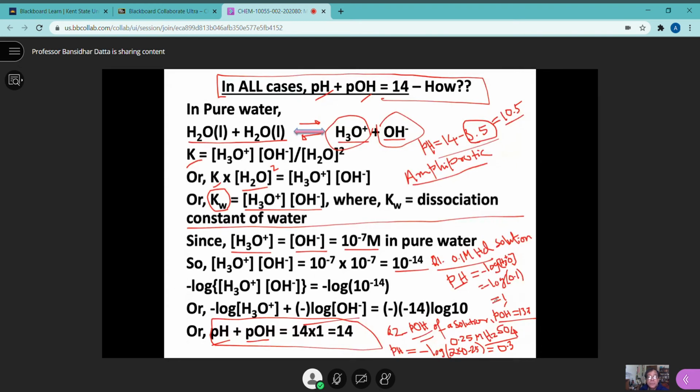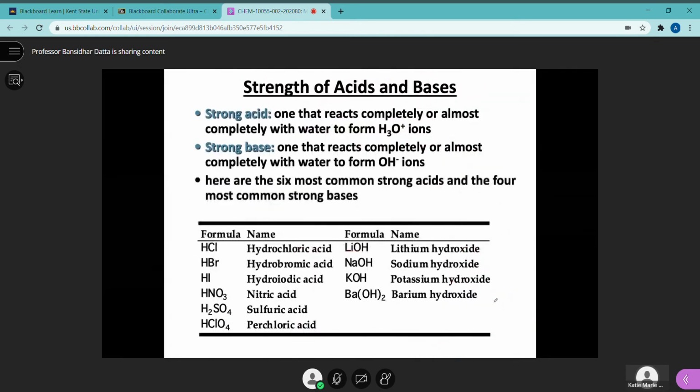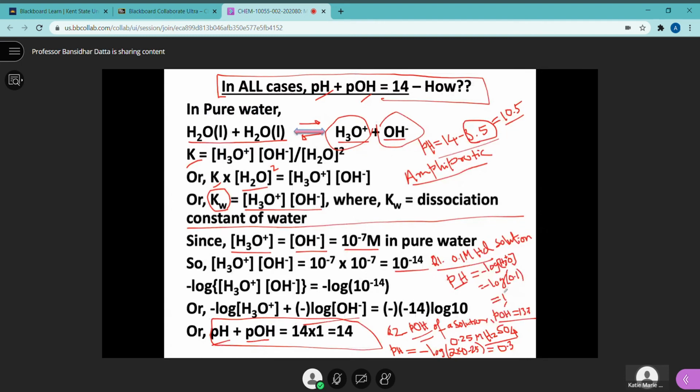Let's move on. I have a good question. Do you always start with the negative log, even if it's an acid or a base? Do you always start with the negative log? So usually, if it's an acid, let me give you one basic example.